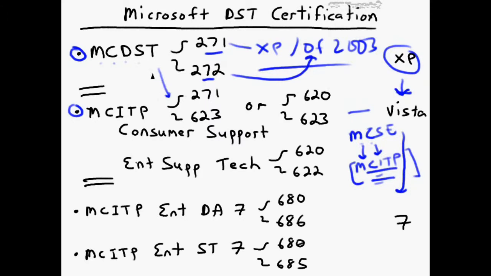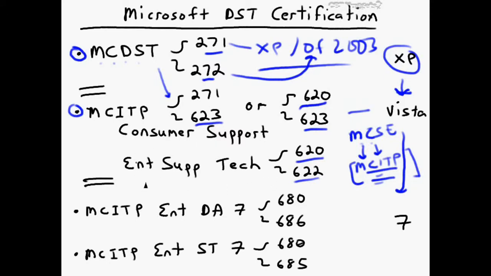Assuming that you're already a DST, you can become an MCITP consumer support in Vista by passing just a single Vista exam, 623. If you're going to go for the title from scratch, you would do two Vista support exams, 620 and 623. The enterprise support technician also requires the 620 Vista exam and requires 622, a pro level test.